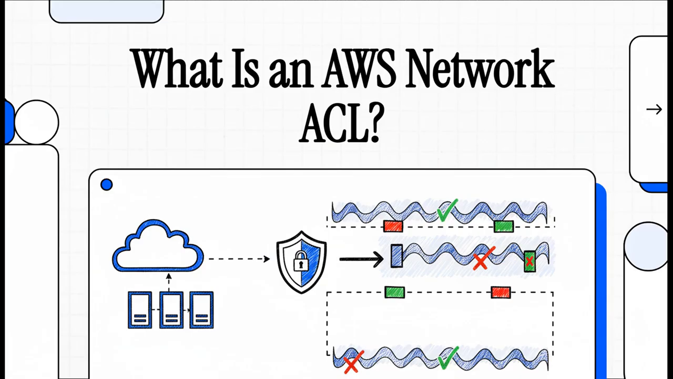Today, we're jumping into a really powerful, but let's be honest, often misunderstood layer of security in your VPC, Network ACLs, or as you'll always hear them called, NACLs.